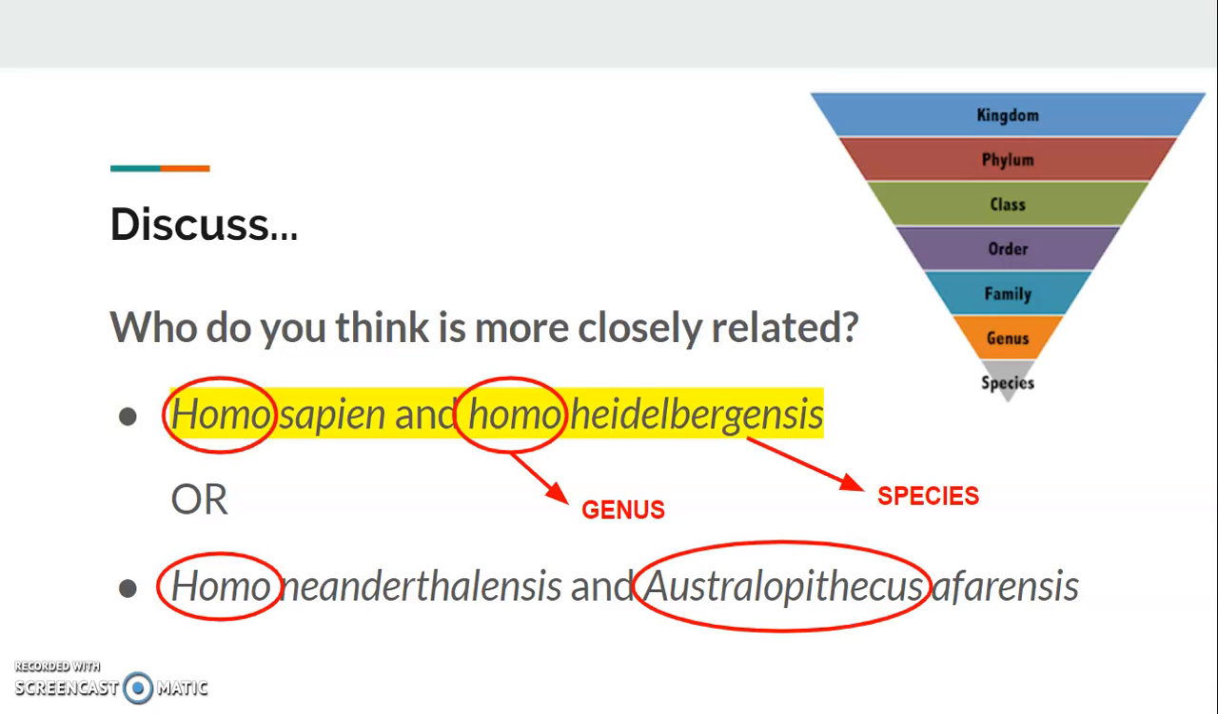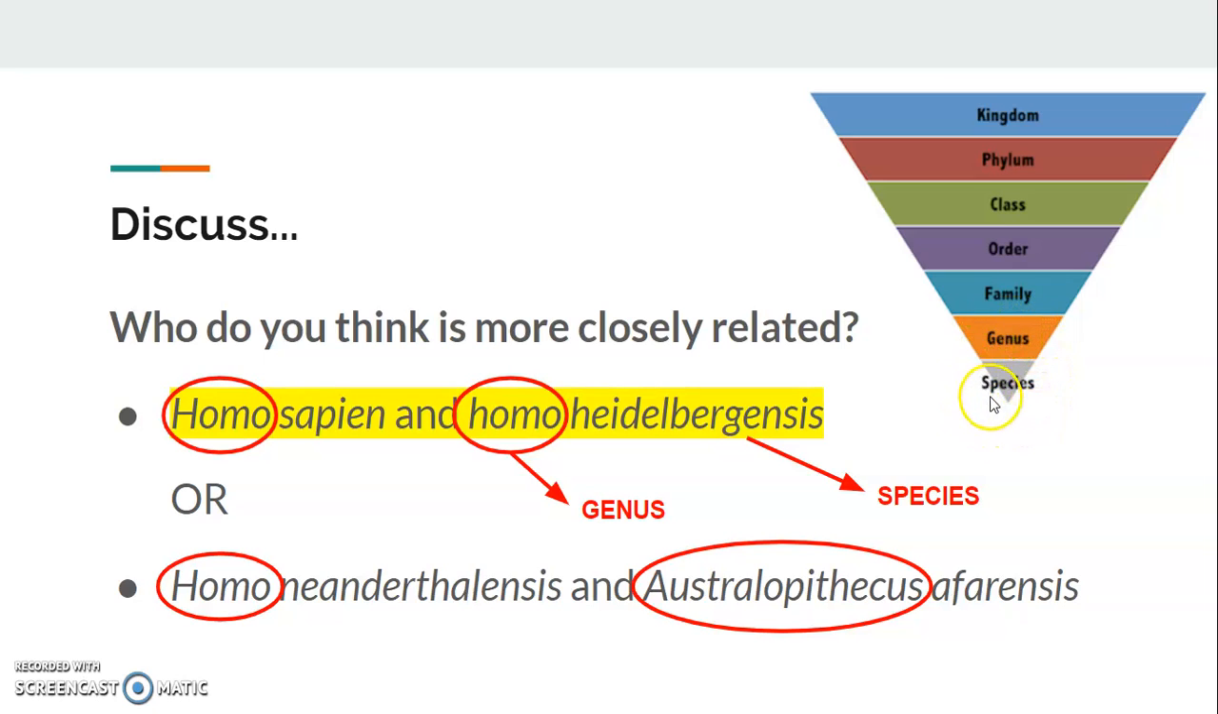Okay, so the answer is combo number one, Homo sapiens and Homo heidelbergensis. The reason for this is quite simple. When we name species, we put them in what we call a taxonomic rank, and we have a number of ranks that narrow down the clade of that species into smaller and smaller groups. The smallest group that you can be a part of is a species, and the next smallest group is a genus.